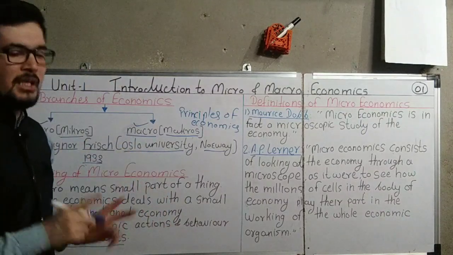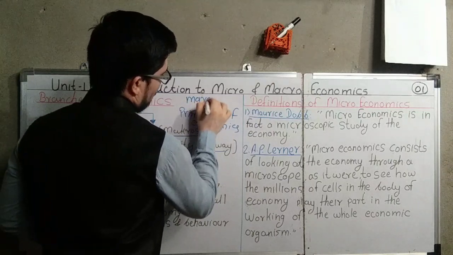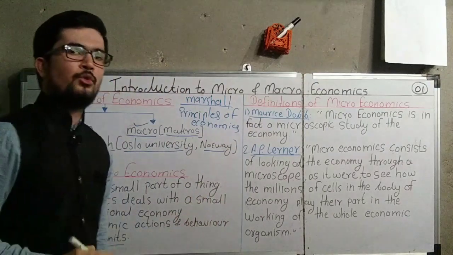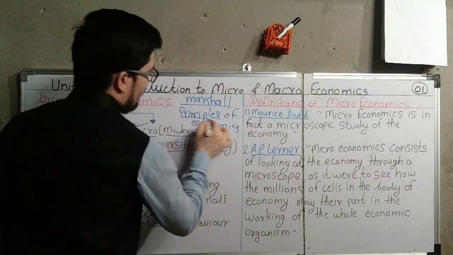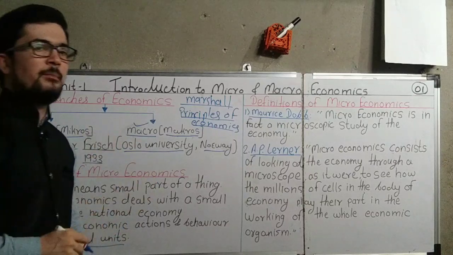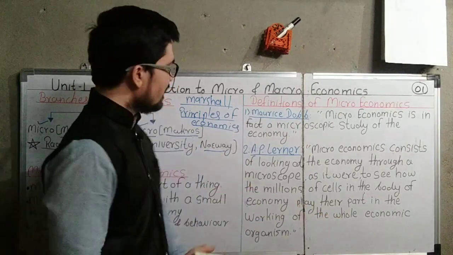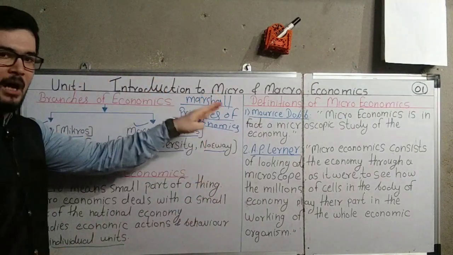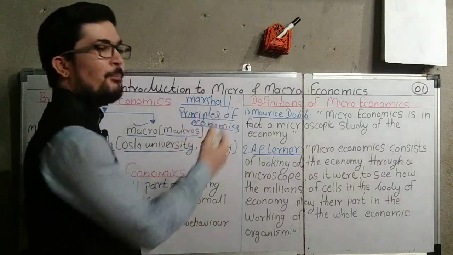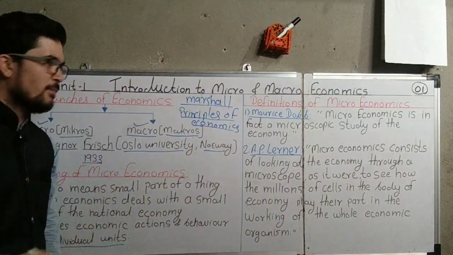Then later on, there was one person known as Alfred Marshall. We call him Marshall. Marshall was the person who wrote one book known as Principles of Economics. In that Principles of Economics, all these theories which we are going to discuss in the coming part were developed by Marshall. So microeconomics is sometimes called Marshallian economics also. So this is the small history of microeconomics.